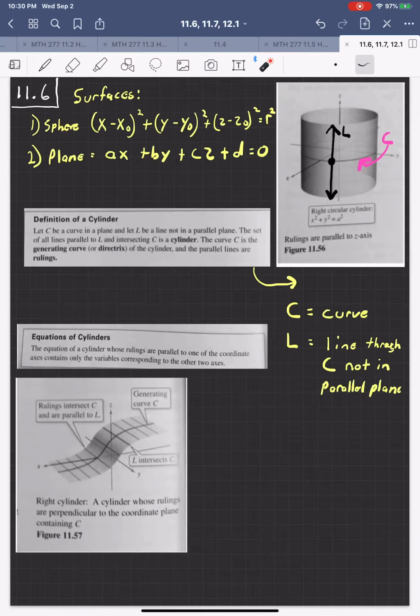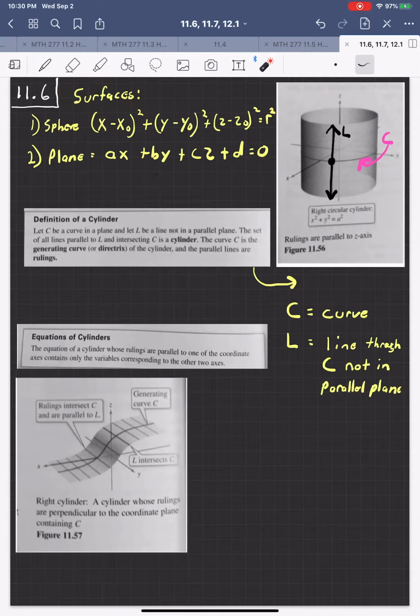All right, so for chapter 11, we're in section 6, and this is going to be a quick video. We're not actually going to do any examples in this video. It's just going to be more for informational purposes. But I want you to just take a look, be exposed to some different types of surfaces, right? Because that's the point of this section.